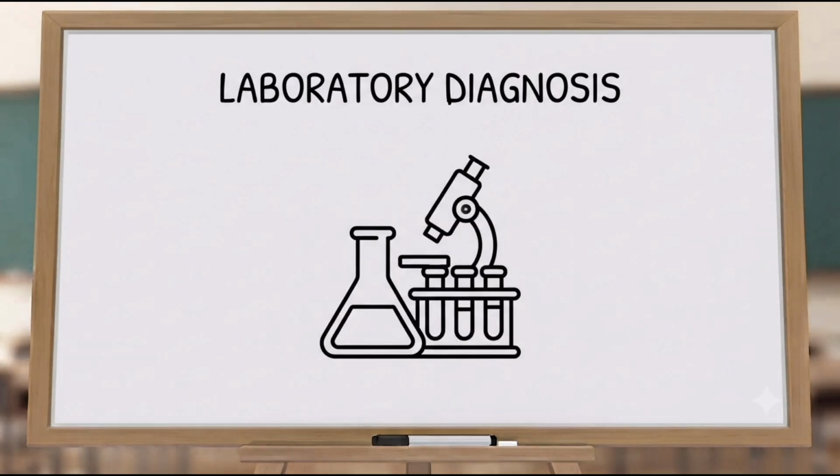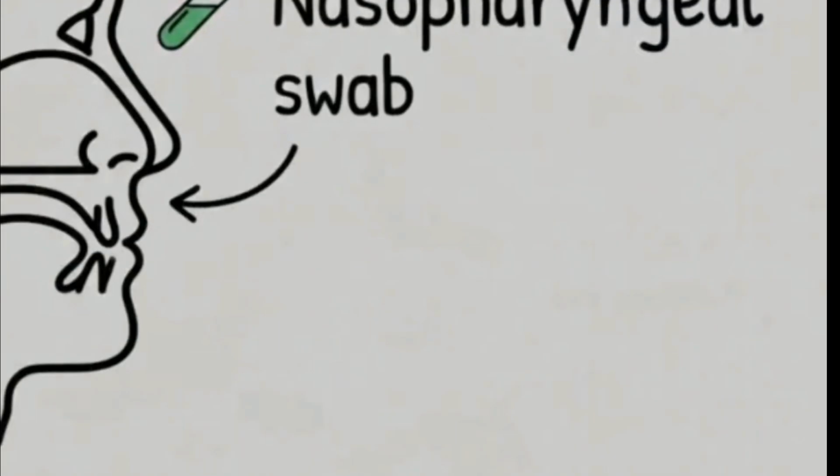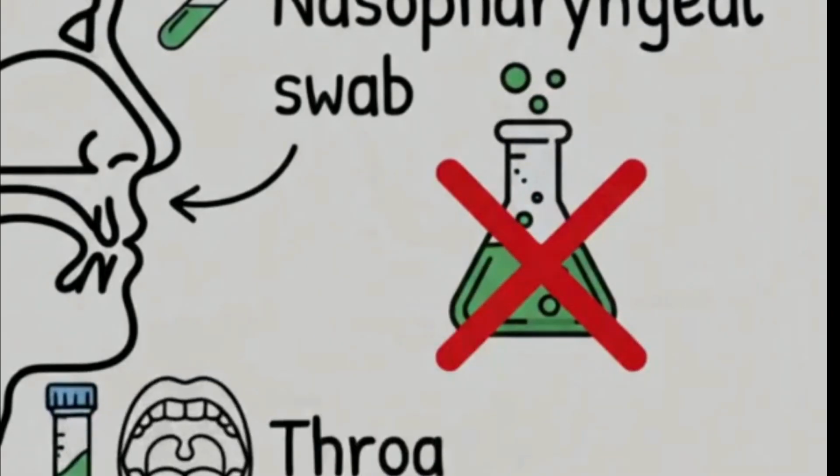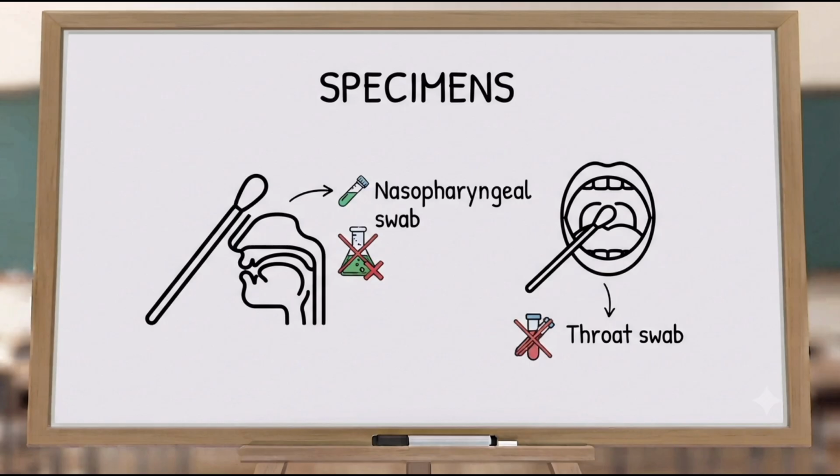Now, let's move to the most important part for an MLT student: laboratory diagnosis. We will learn this in 2 steps. First, the specimen, and second, the laboratory methods. For laboratory diagnosis, respiratory specimens are collected. Important specimens include nasopharyngeal swabs and throat swabs. Other appropriate respiratory specimens may also be used depending on the clinical situation. Remember this for your exam: influenza, respiratory specimen.